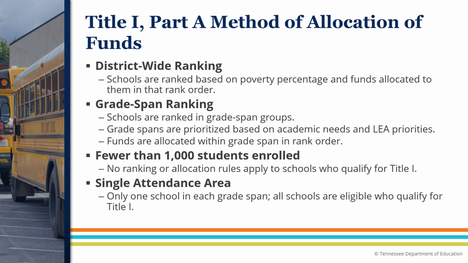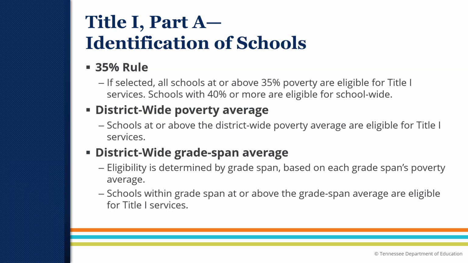And LEAs have different ways that they can allocate funds. You can district-wide rank. You can choose grade span ranking. However, if you are fewer than 1,000 students enrolled, those rules do not apply to you. And if you're a single attendance area, the same thing with that. There is a 35% rule that LEAs can select for schools that drop below 40% when determining if they want to utilize district-wide poverty average or district-wide grade span average.